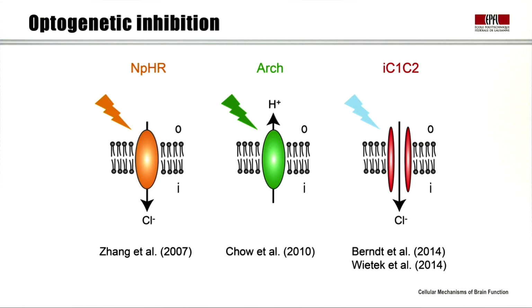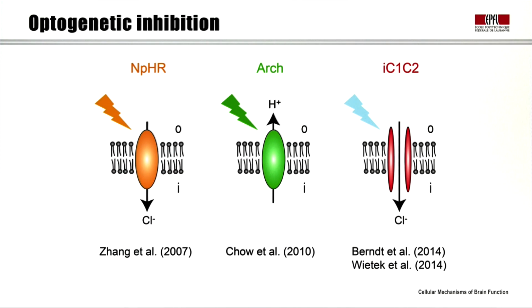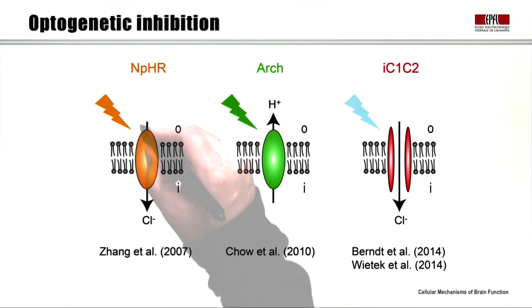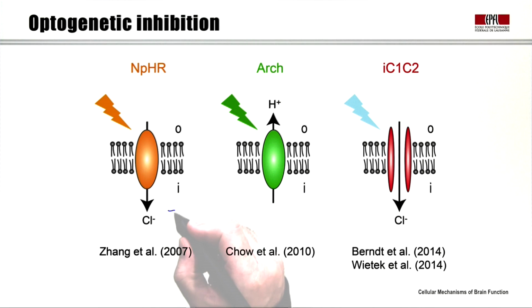Remarkably, in addition to the optogenetic tools for stimulating neuronal activity, optogenetic tools for inhibiting neuronal activity have also been developed over the last decade. The first protein that was identified is a so-called halorhodopsin molecule, which encodes a light-driven chloride pump. Absorption of a photon into halorhodopsin moves one chloride ion from the outside to the inside of a cell, and so that causes a hyperpolarization of the neuron.